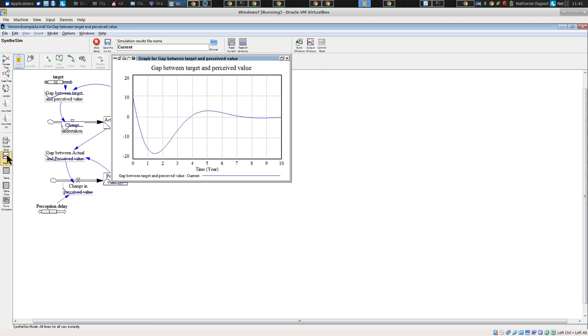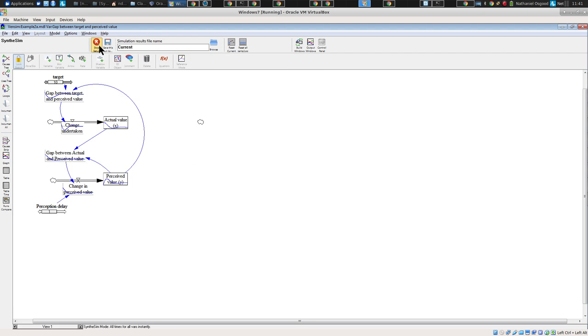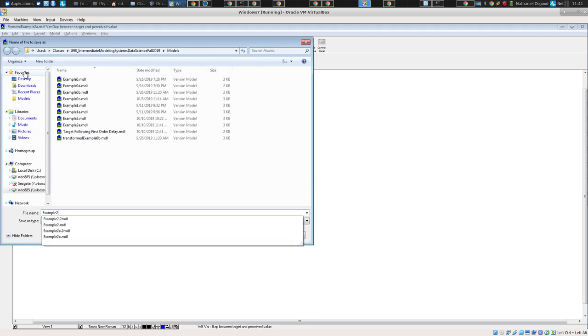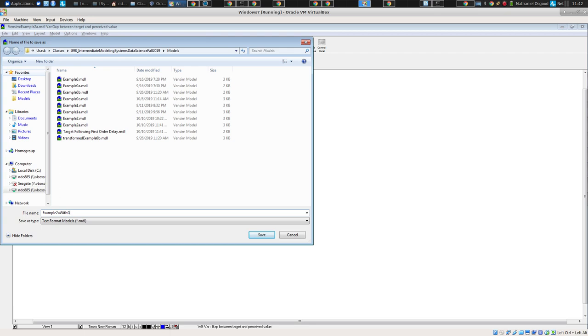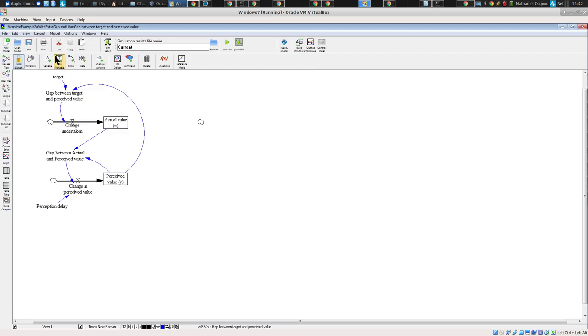No, it's not. And this is between target and perceived value. Let's actually look at, I hope this won't confuse you, but I'm going to add on to this. I'm going to layer on an extra gap. I'm going to put in a gap between the target and the actual value. Gap between target and actual value.